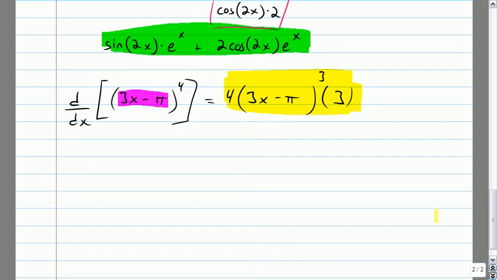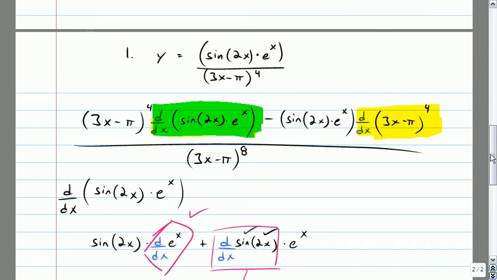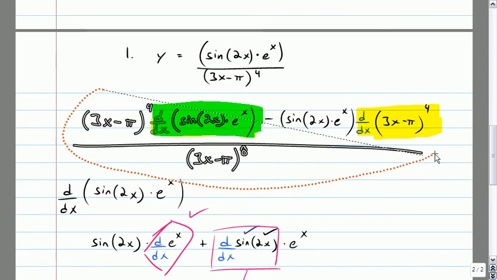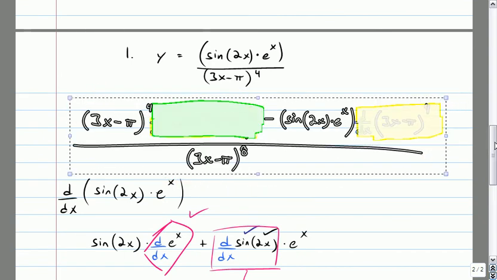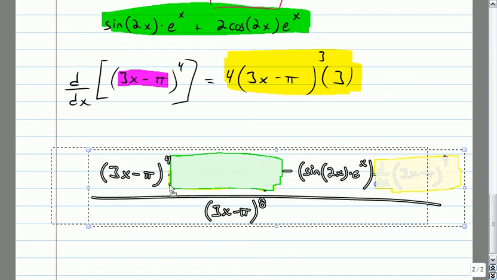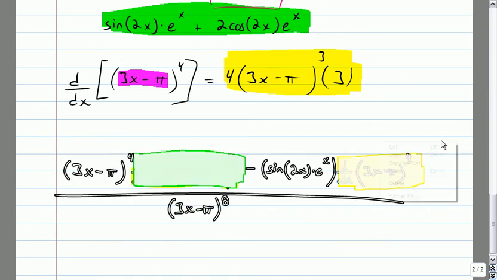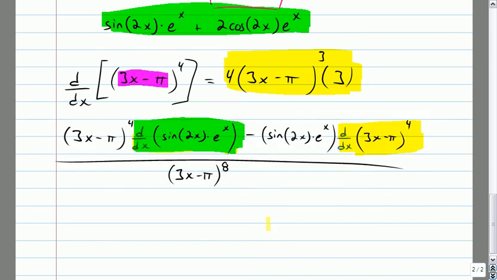So I've got those two pieces that need to get plugged back in, so I'm just going to copy and paste this thing. Okay, so your final answer is going to be kind of gross, but that's alright. So final answer, I'm going to go with 3x minus pi to the 4th.